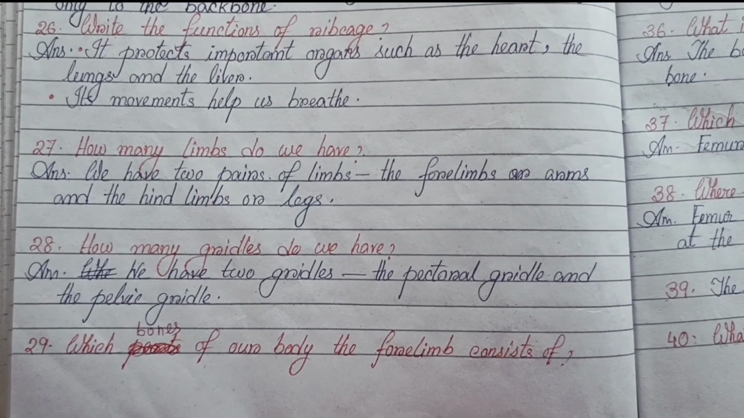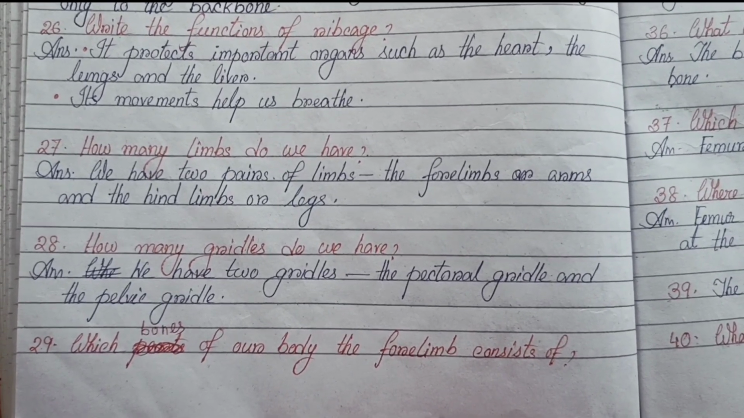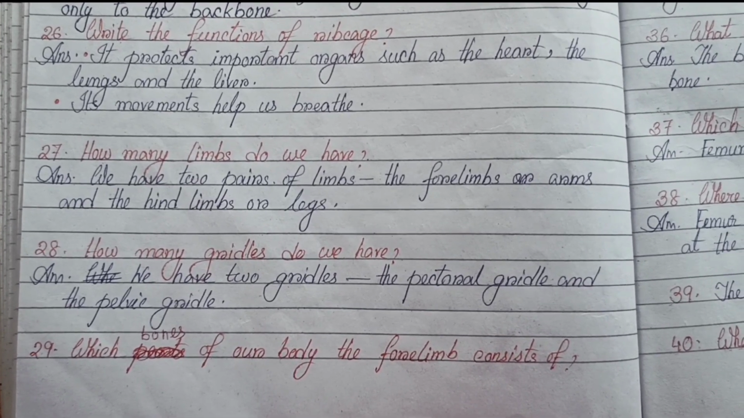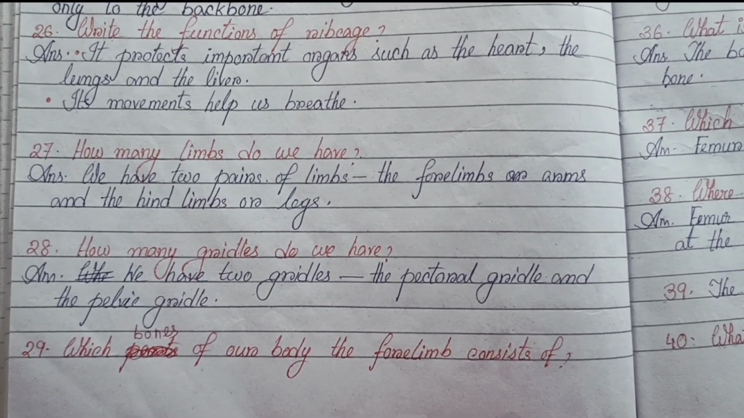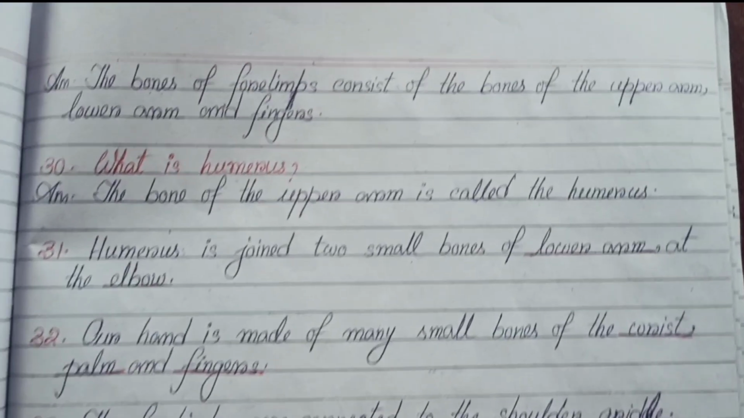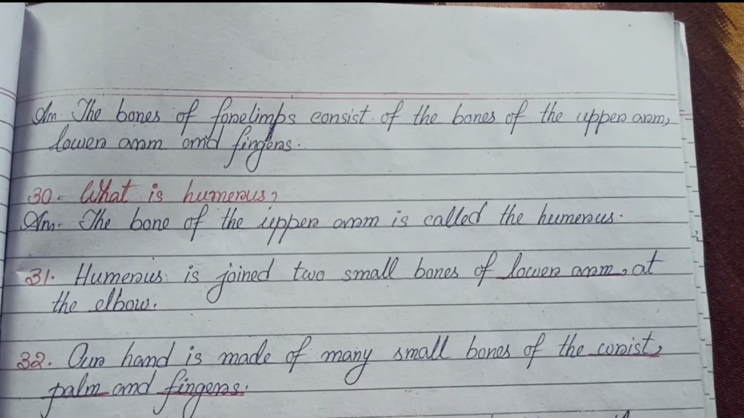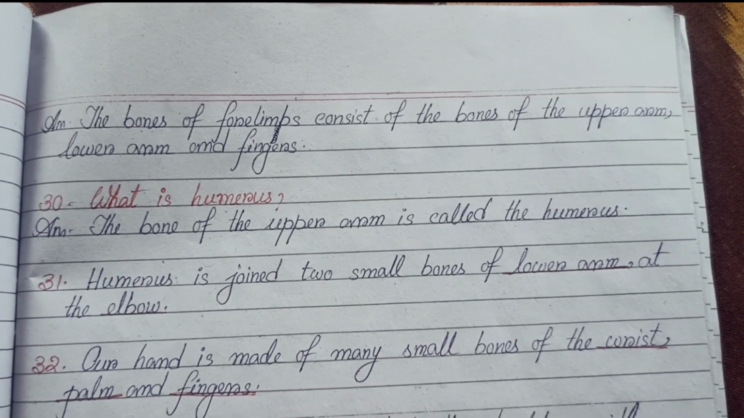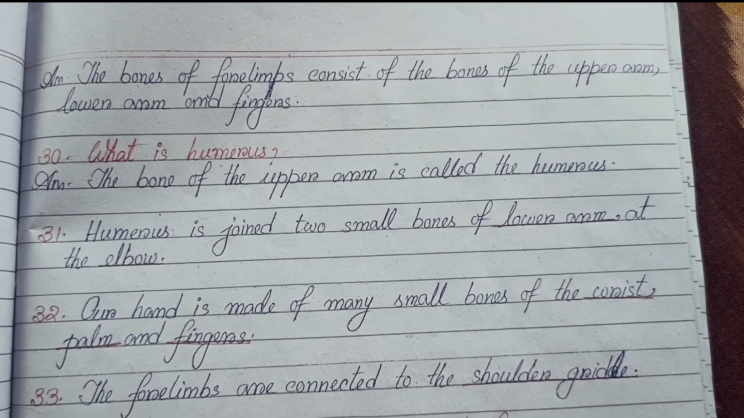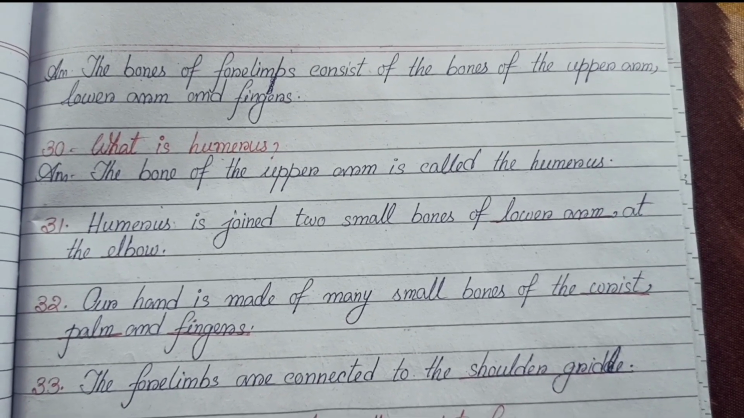Number 28. How many girdles do we have? We have 2 girdles, the pectoral girdle and the pelvic girdle. Number 29. Which bones does the forelimb consist of? The forelimbs consist of the bones of the upper arm, lower arm and fingers. Number 30. What is the humerus? The bone of the upper arm is called the humerus.